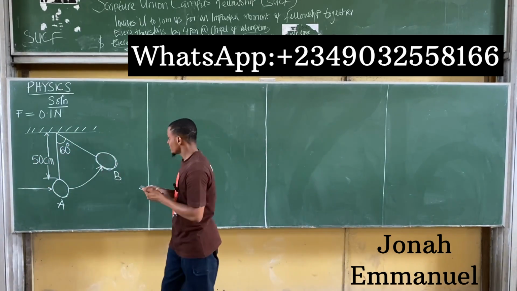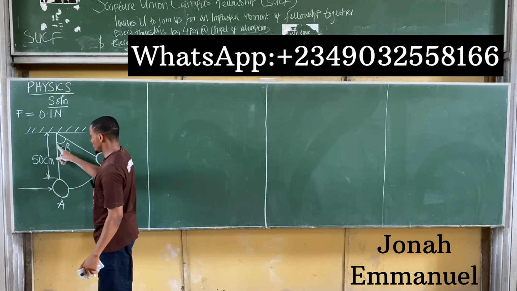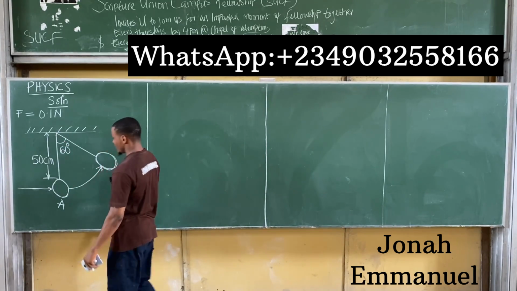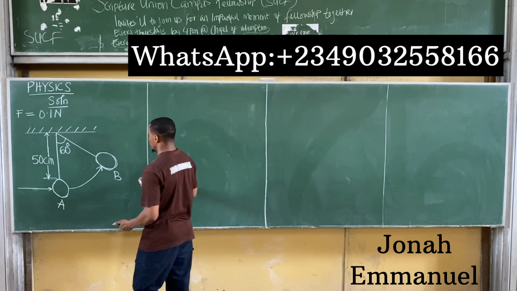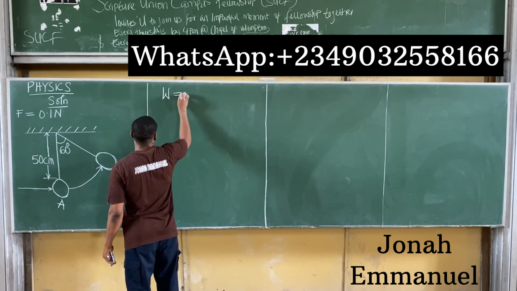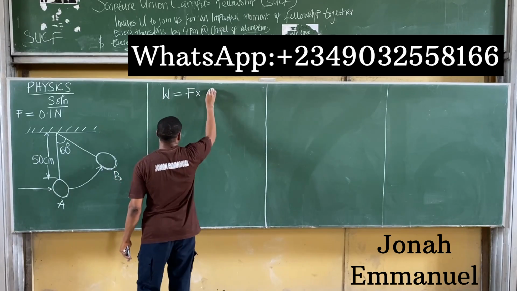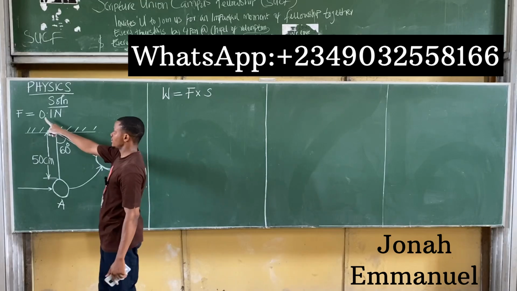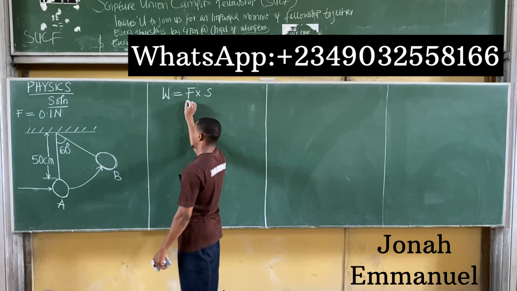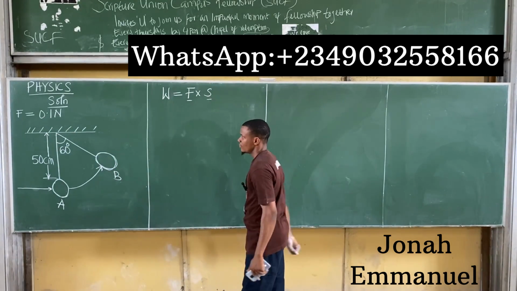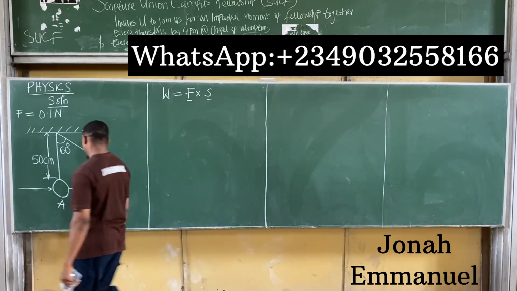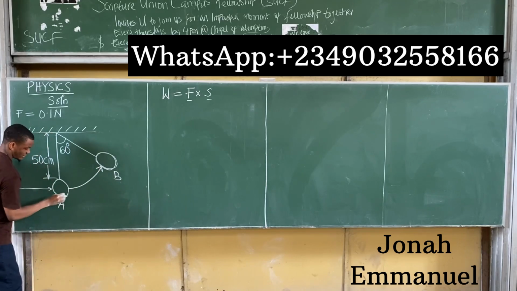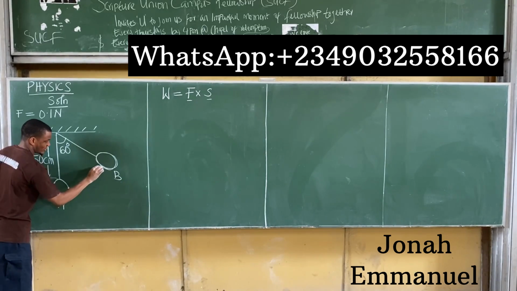What's the work done? They said 60 degrees with the vertical. So 60 degrees between this string and the vertical line. This is my vertical line, and there's 60 degrees. You have to find the work done. So work done, W, as we know, is equal to force times distance. Let's call distance S. The force, as we have here, is about 0.1 Newton. So that's not a problem. The problem will now be finding distance. What's the distance covered? Distance covered is from this point here up to this point.